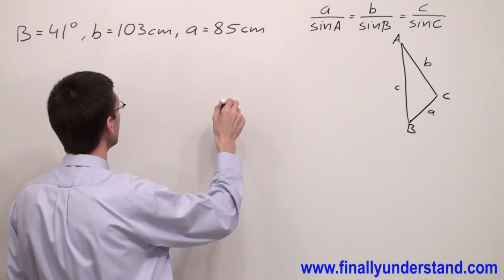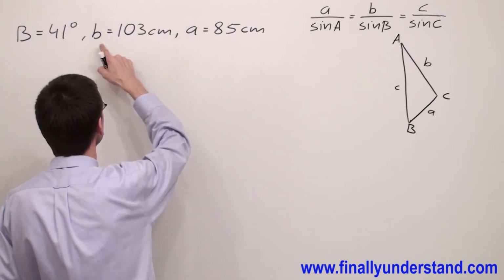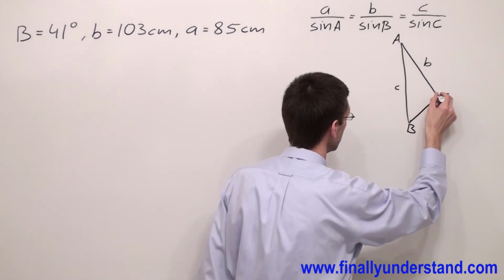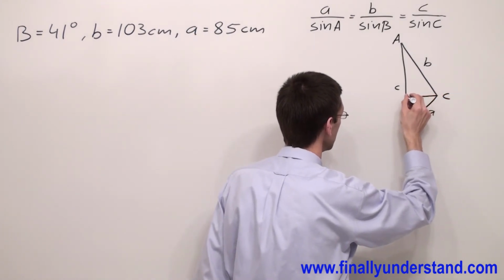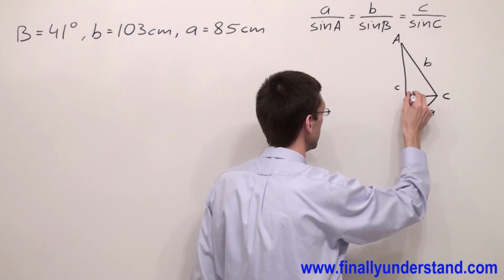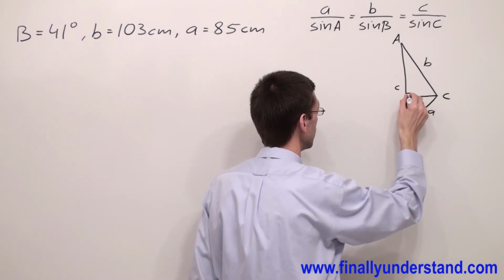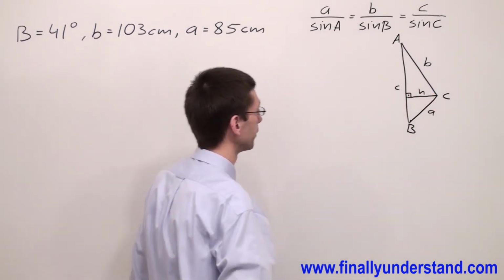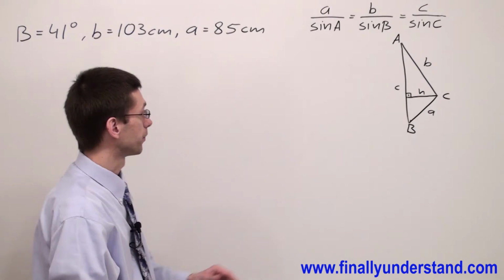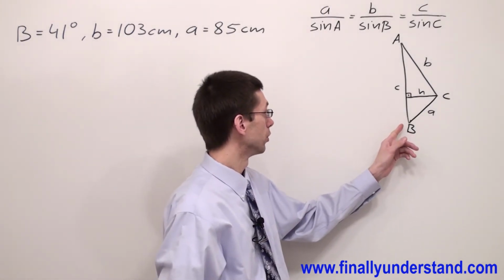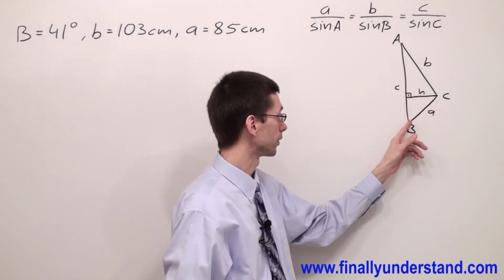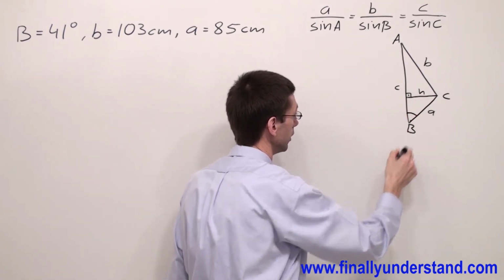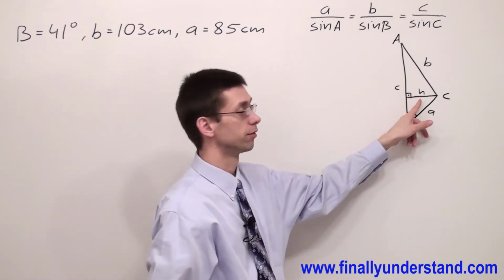So we have given sides A and B. Side C is not given, that's why I'm supposed to draw the perpendicular line, which is my altitude, to side C. And this is my H, my altitude. Please notice that we have a right triangle, okay? Because angle B is given, I'm supposed to find the length of H.